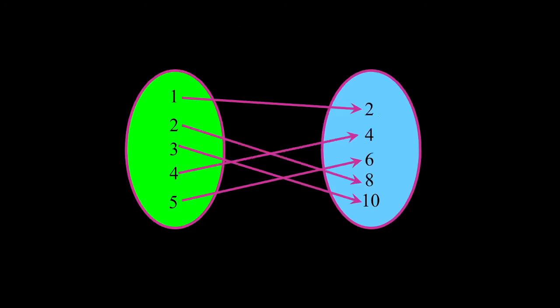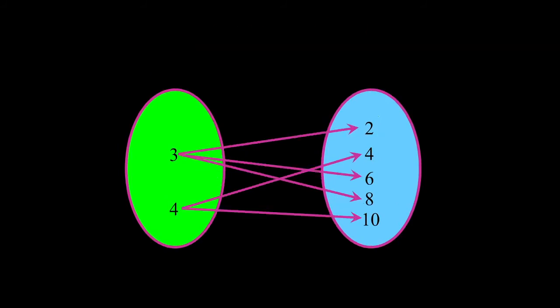Okay? This one. Is this a function or not a function? Function. What kind of relation is this? Is this one to one, one to many? One to one. Very good. This is a one to one relation. And a one to one relation is a function.